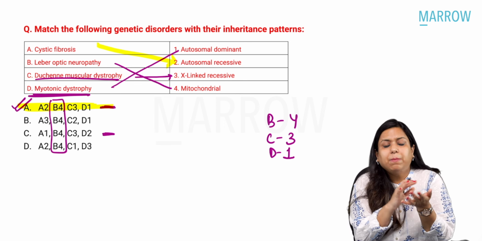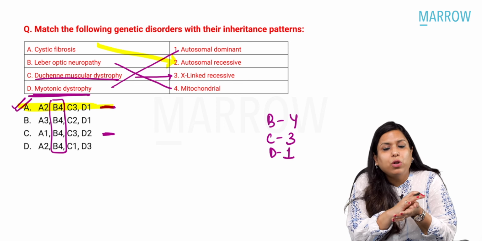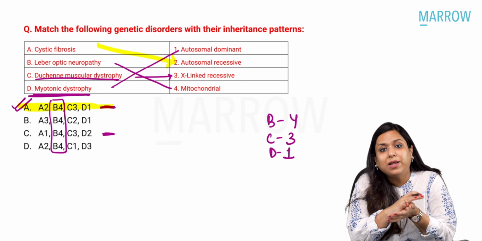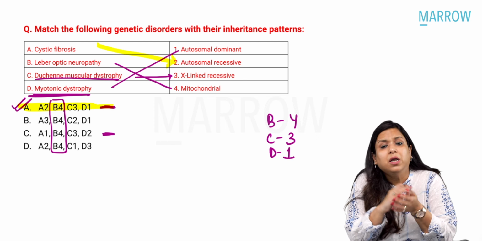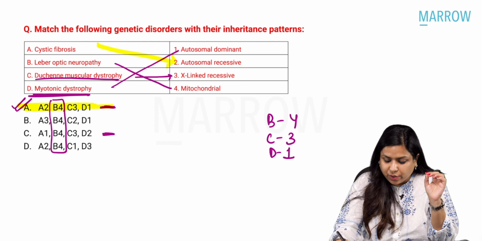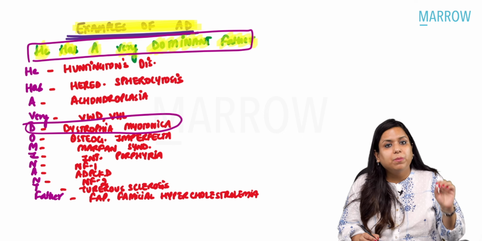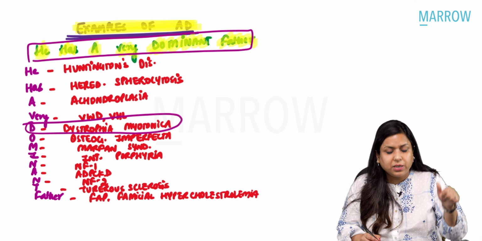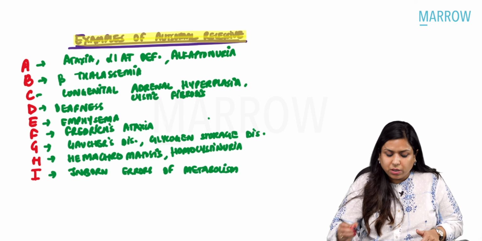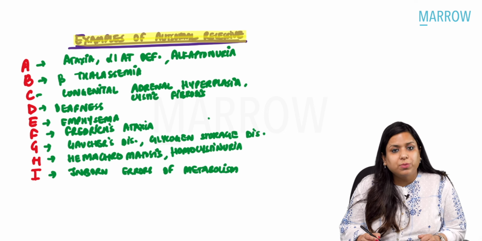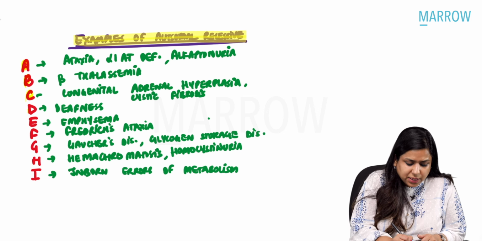Clear? Remember, I told you the mnemonics for all modes of inheritance, and that is very, very important for us to remember. Even in the FMG exam, they are very frequently asked. So, what was the mnemonic for autosomal dominant? He has a very dominant father. What is the one which is for autosomal recessive? A, B, C, D, E, F, G, H, I.